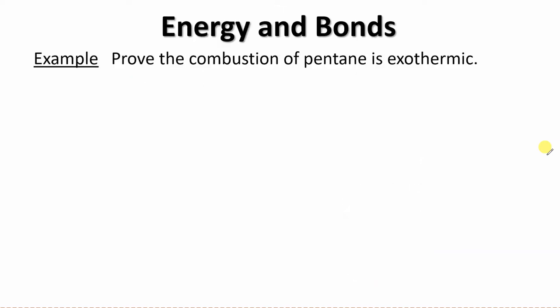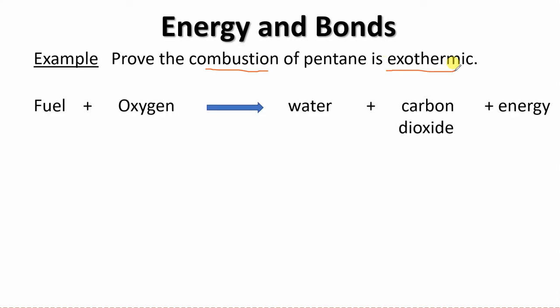So I want you to prove the combustion of pentane is exothermic. We know combustion is always exothermic, so what I want to do here is prove it mathematically. So first thing we're going to need to do is remember that our combustion equation is a fuel, which is going to be our hydrocarbon, our pentane. We add that to oxygen gas. In the presence of oxygen gas, we're going to make water and carbon dioxide, and we're going to numerically figure out what the energy term is. It should be on this side.